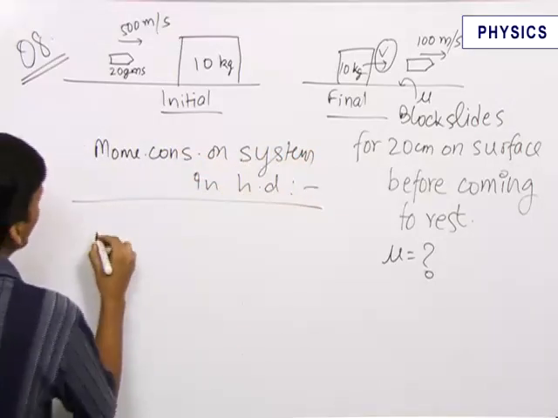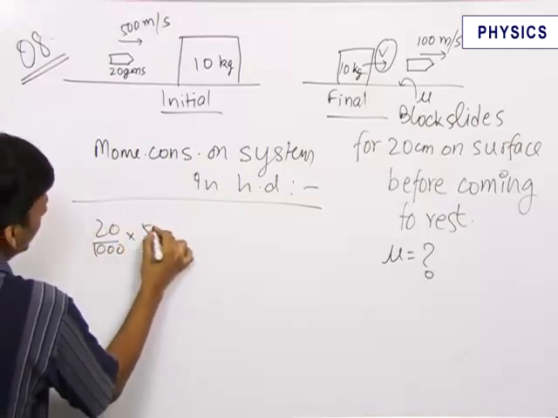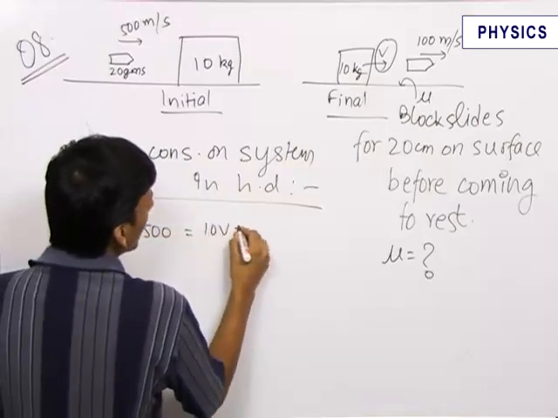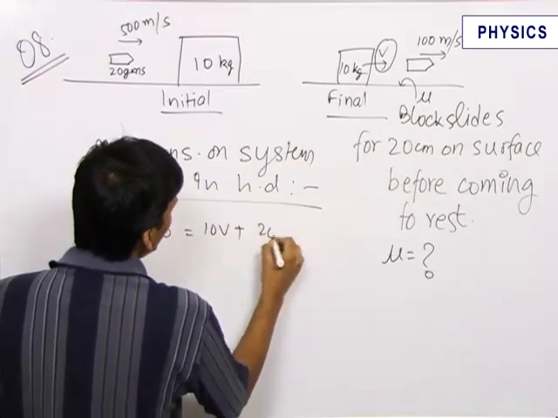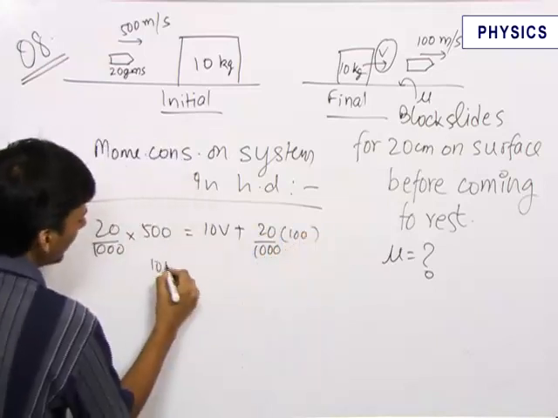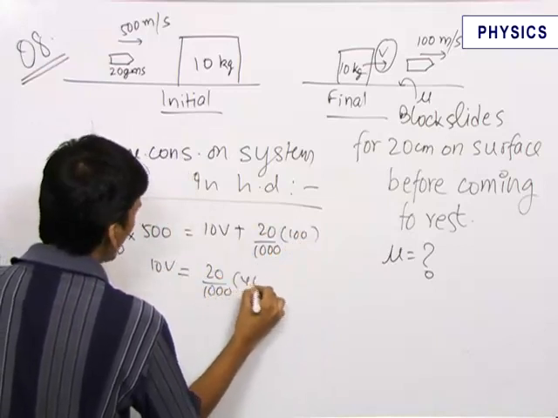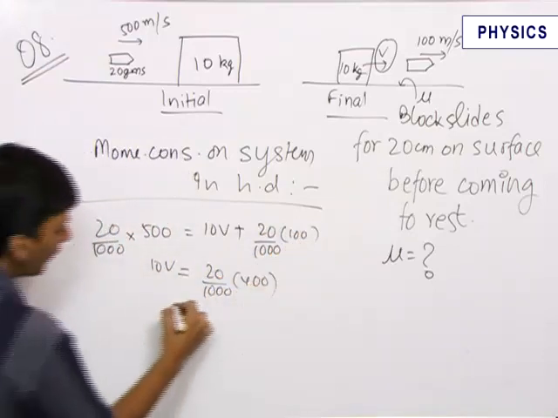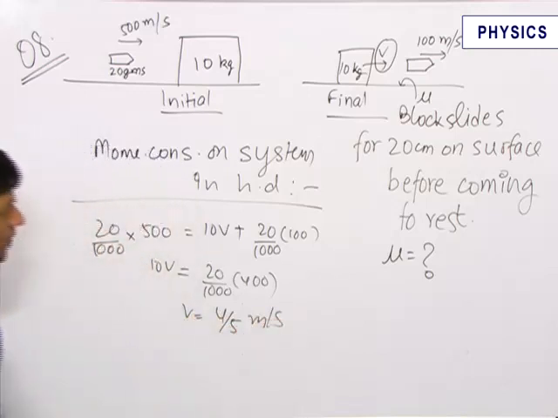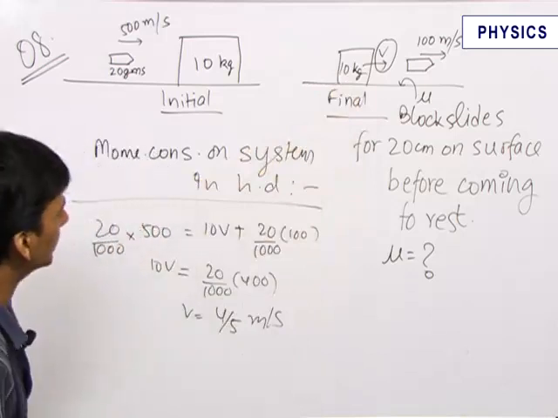we get 20 by 1000 into 500 is equal to 10V plus 20 by 1000 into 100. So we get 10V is equal to 20 by 1000 into 400. Therefore, V is equal to 4 by 5 meters per second. So we know the velocity of this 10 kg block after collision.